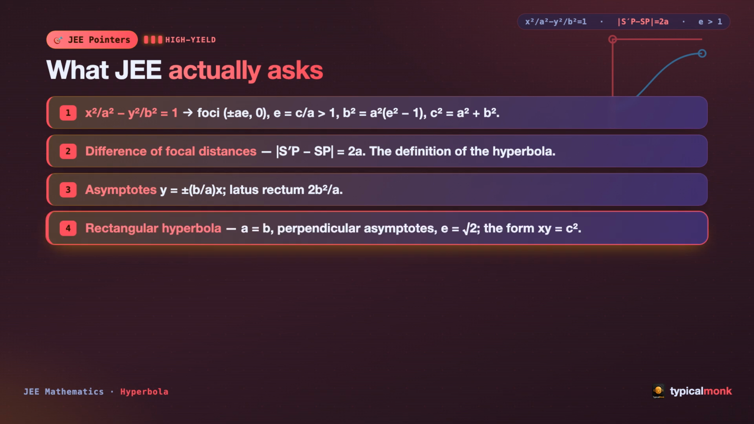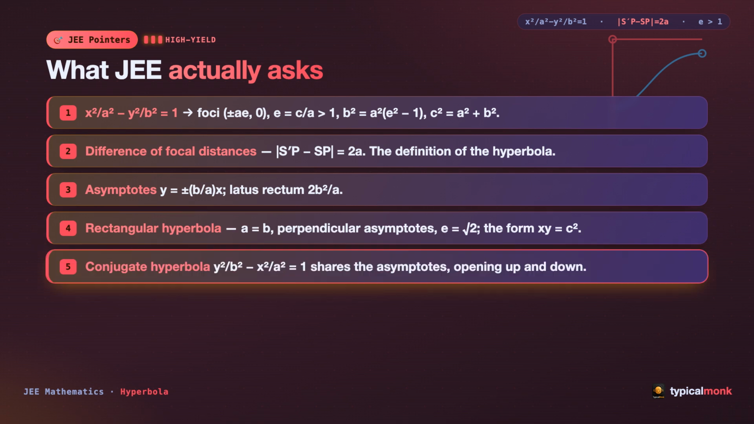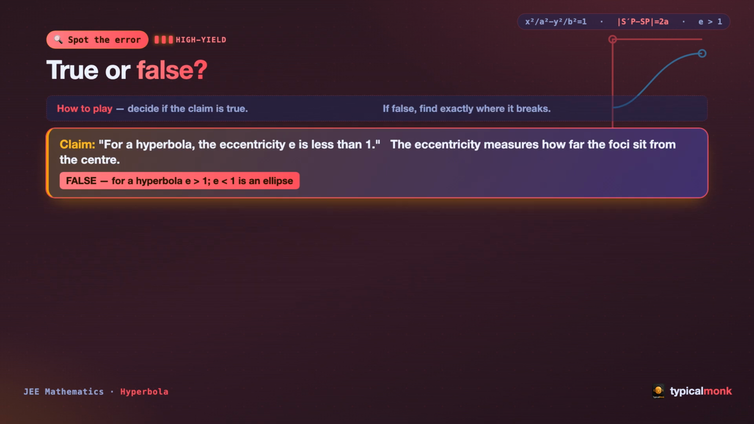4. The rectangular hyperbola, a equals b, perpendicular asymptotes, eccentricity the square root of 2, and the form xy equals c squared. And 5. The conjugate hyperbola y squared over b squared minus x squared over a squared equals 1 shares the asymptotes, opening up and down. Now a true or false drill.